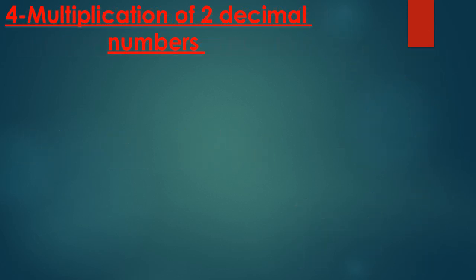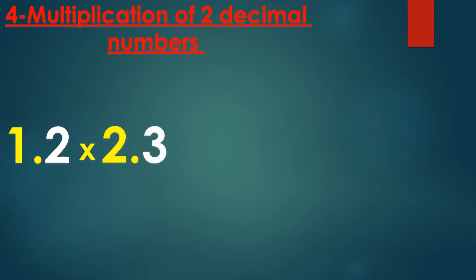And fourth, we have multiplication of decimal numbers, like 1.2 times 2.3. First, we do the multiplication without the point.